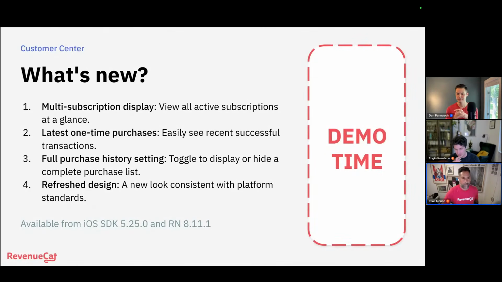I think 2 weeks ago, this became available from iOS SDK 5.25 and React Native too. Some of the feedback we got is: what happens with people that have more than one subscription? So we are allowing, I will show you right now, showing more than one subscription, showing the latest one-time purchases, even showing the full purchase history. People were a bit confused about, hey, wait, I cannot see everything here.